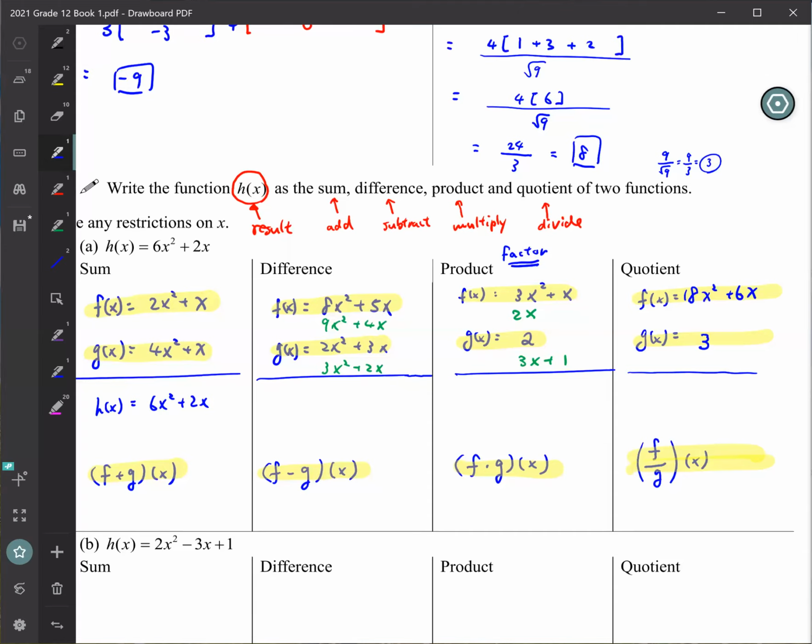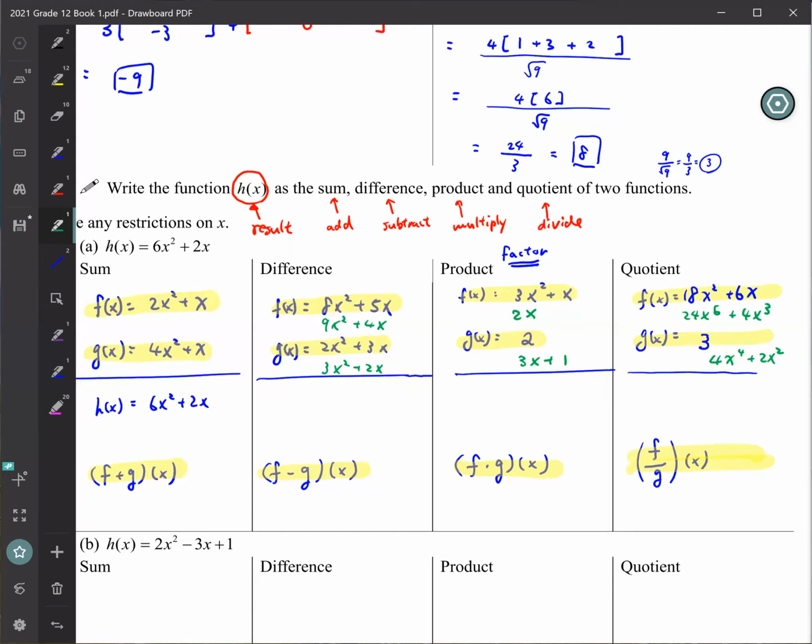Okay, Angela, what's your choice? I did 24x to the power 6 plus 4x cubed, and then divided by 4x to the power 4 plus 2x squared. Okay, so for this one, very good. I get something different, then I can explain whether it works or not.